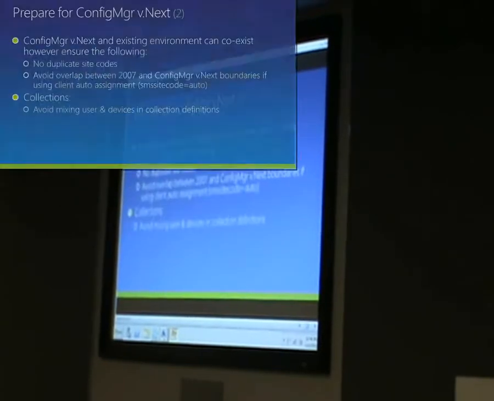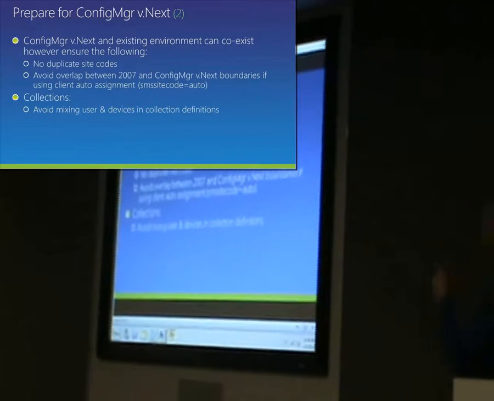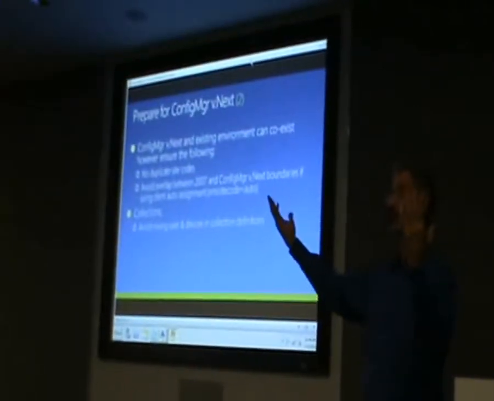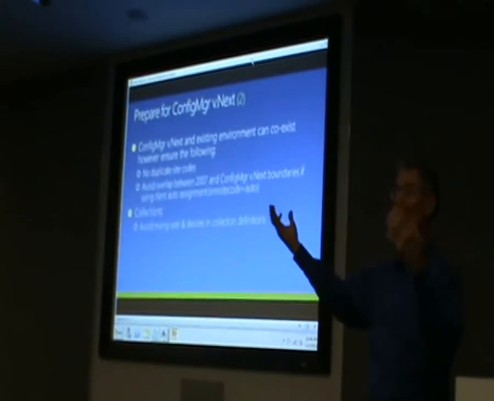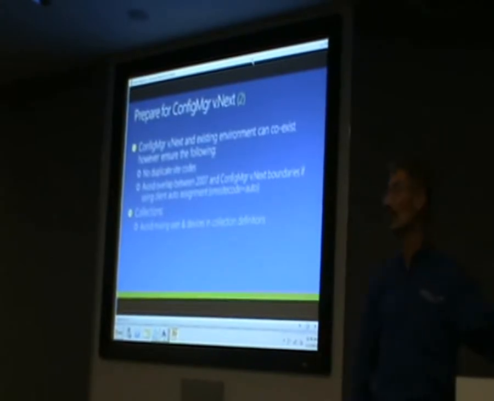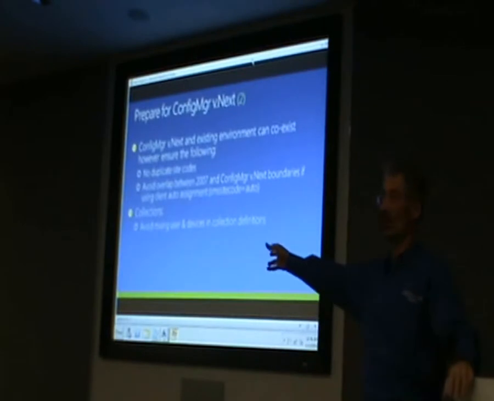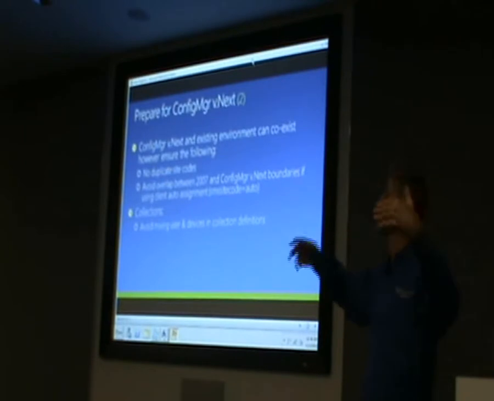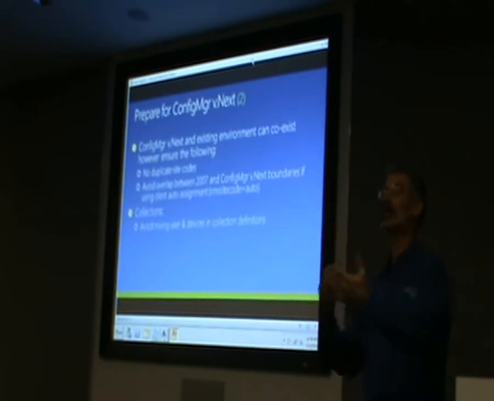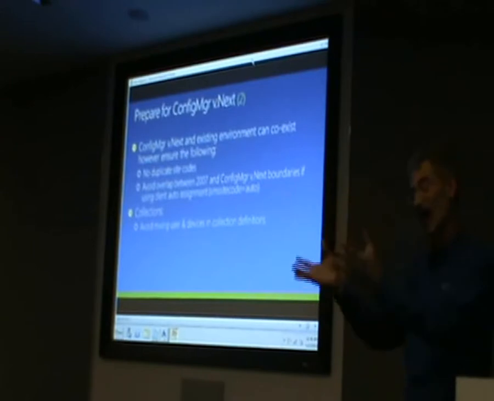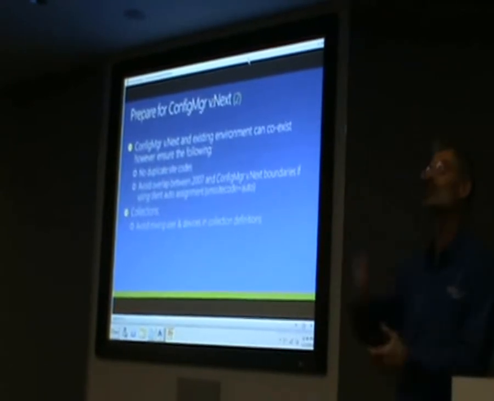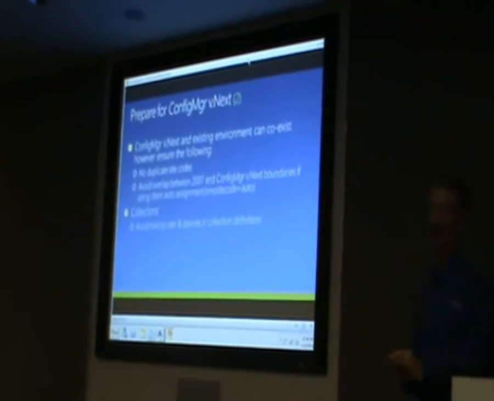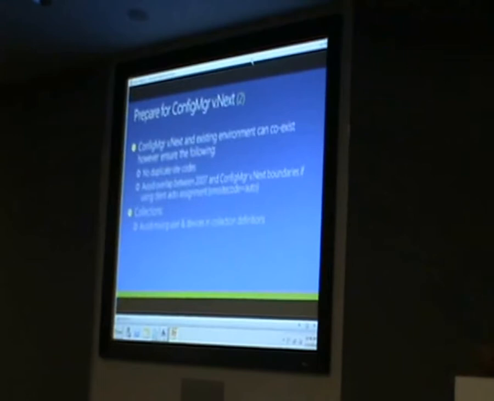Oh, no duplicate site codes. So when you're recreating your VNext environment, you have to create brand new site codes. Same 3-character limitation. But you can't use, in my case, my 2007 environment is MCM. I can't use MCM for my VNext site code. We won't map between two sites with the same site code. So you get the experience and joy of creating a brand new hierarchy of 3-character site codes that was better than the previous time you goofed it up. So yes, you have to create brand new site codes in your VNext environment. Okay.